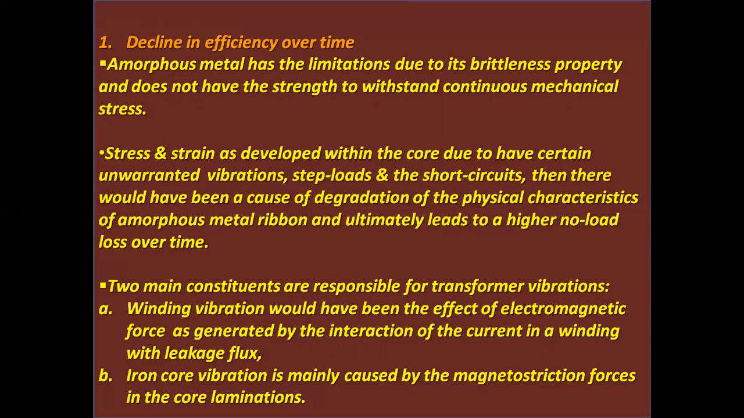Two main constituents are responsible for transformer vibrations. A, winding vibration is the effect of electromagnetic force generated by the interaction of the current in a winding with leakage flux. And B, iron core vibration is mainly caused by the magnetostriction forces in the core laminations.